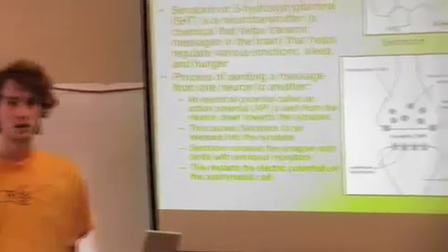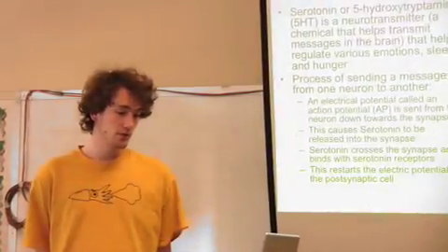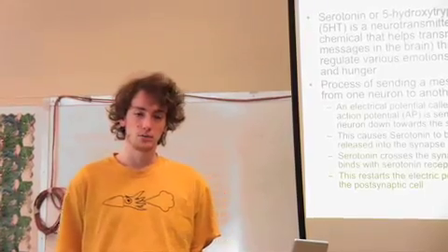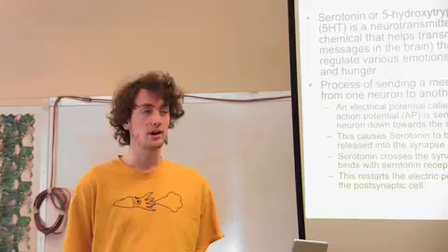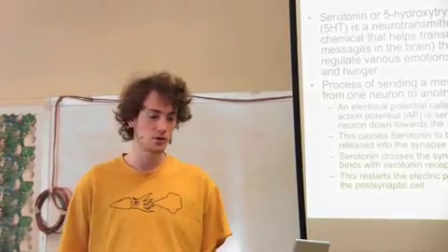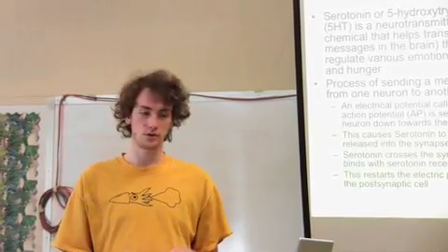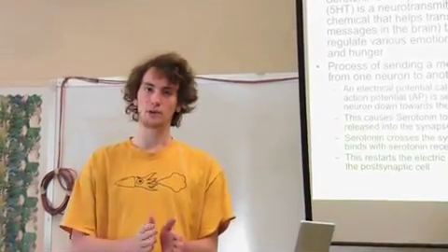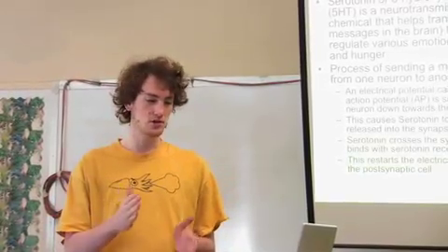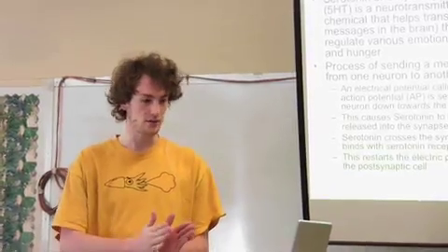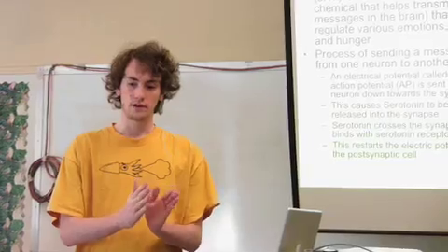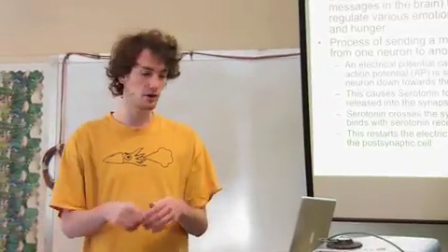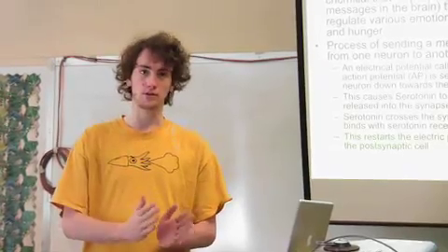So how does serotonin transmit a message from neuron to neuron? Well, first, what happens is an action potential, which is an electrical signal, will go down one of the arms of a neuron, called a dendrite, towards a synapse, which is a small, tiny gap between two neurons. When the action potential reaches the end of the dendrite, called the axon, it starts a chemical reaction where serotonin is released from the presynaptic cell at the end of the dendrite into the synapse, the gap between the two neurons.